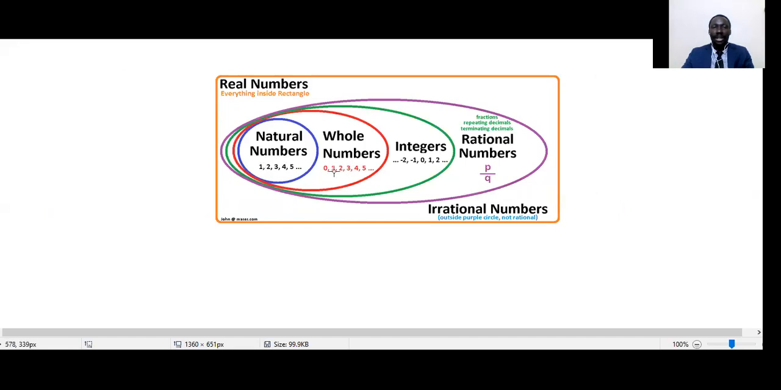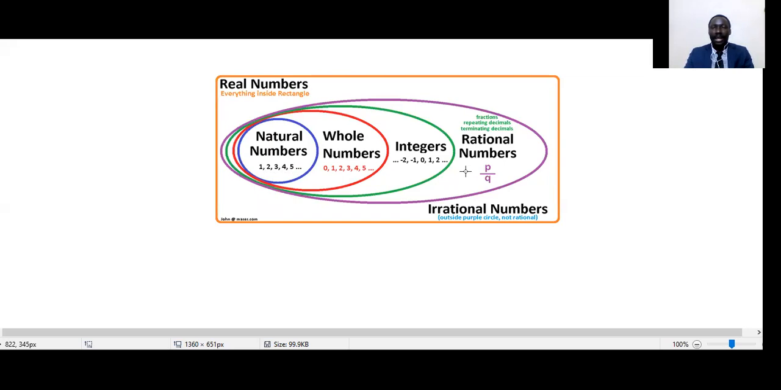Then whole numbers are actually natural numbers, but with 0 included. Natural numbers do not include 0. We count as 1, 2, 3, 4 like that, but whole numbers start from 0. Then the next is what we call integers, which is a combination of whole numbers plus some negative numbers. Then also rational numbers, which is what?